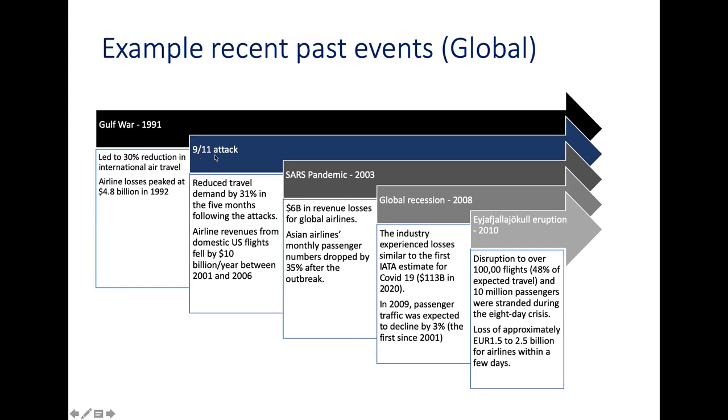The 9/11 attack on the Twin Towers reduced travel demand by 31% in the 5 months following, and airline revenues from domestic US flights alone fell by 10 billion per year for 5 years. So it's interesting how long that impact on the traveling public went on.